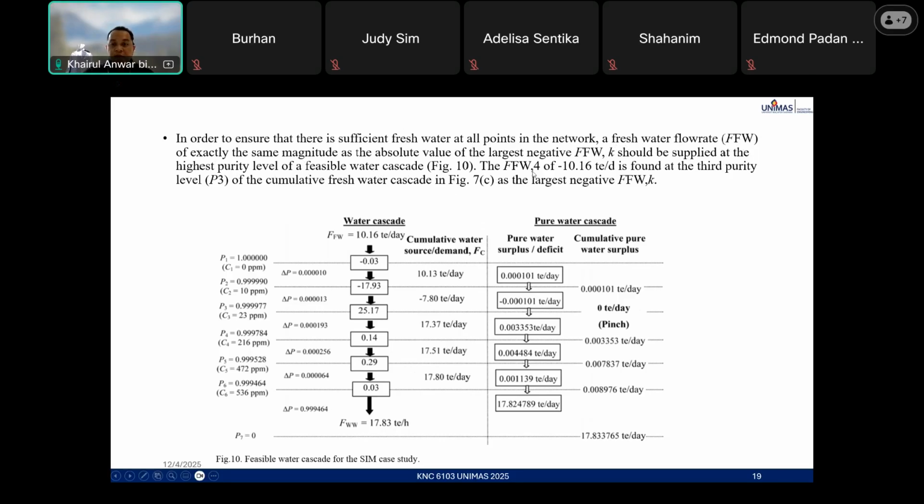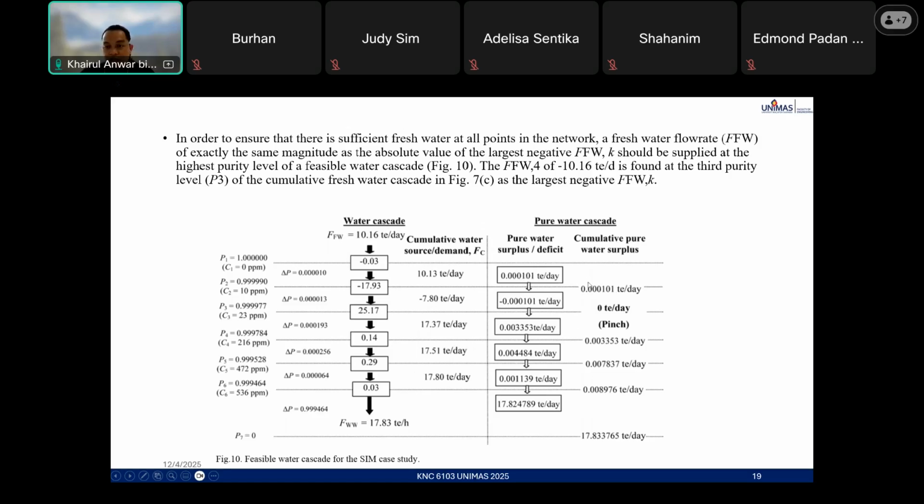In figure 10, the FFWK of negative 10.16 is found at the purity level P3 of the cumulative freshwater cascade. It's considered as the largest FFWK. So this largest value goes here, then you need to do the calculation again, cascading again. So how? 10 minus 0.03, you get 10.13, minus negative 17, get 7.8, plus 25.17, and so on. Then delta P times 10, you get this value. Delta P 0.00013 multiplied by negative 7.8, get this value. So this value needs to be cascaded again.